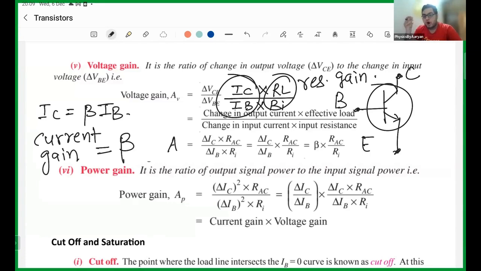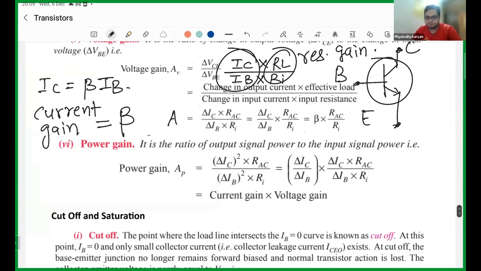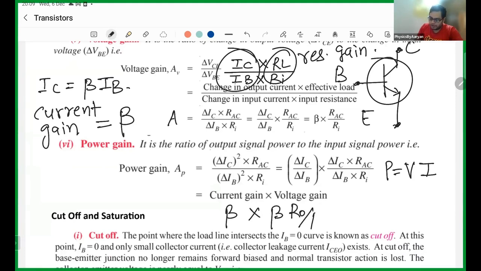Then power gain. Voltage will amplify, but how much power will amplify? Now you know power is voltage into current. So power gain will be nothing but voltage gain into current gain. And what is current gain? Beta. What is voltage gain? Beta into R output by R input. So your power gain will be beta square R output by R input. Fine, everyone. These two formulas.